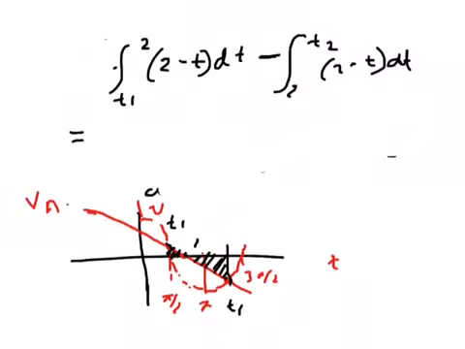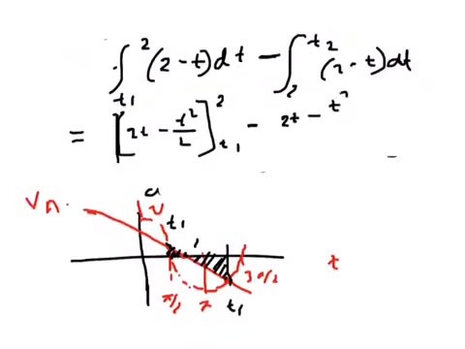Let's try doing that. So it becomes 2t minus t square by 2, from t1 to 2, and this becomes 2t minus t square by 2, from 2 to t2, like that.